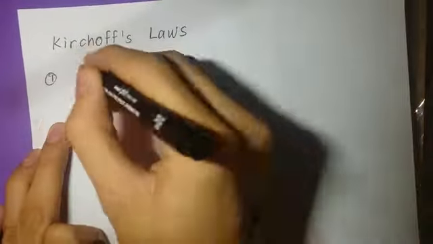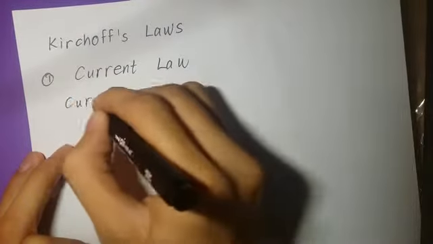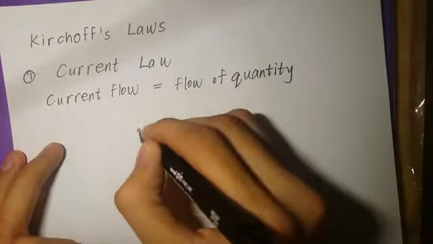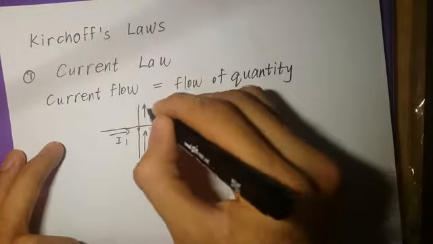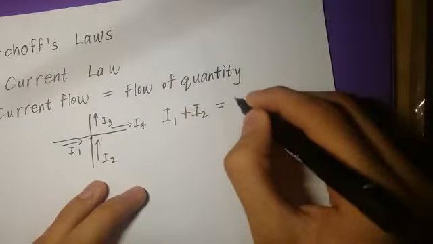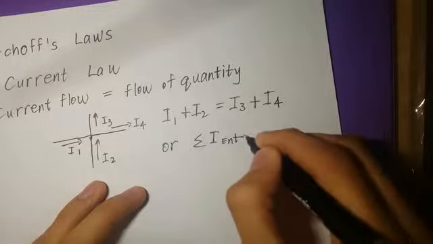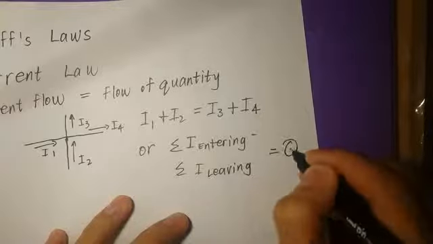Kirchhoff's laws. Kirchhoff's laws has two laws. First is the current law. Now, current flow is a flow of quantity. Ergo, if we have a certain point here, let's represent this as I1, I2, this I3, and I4. Now, the sum of all current entering is equal to the total current leaving, or the total current entering minus the total current leaving is equal to 0.